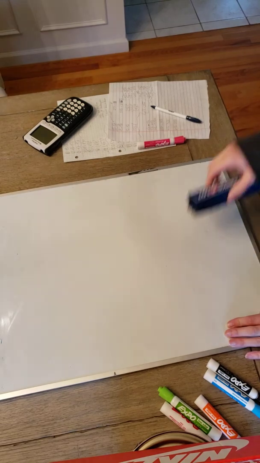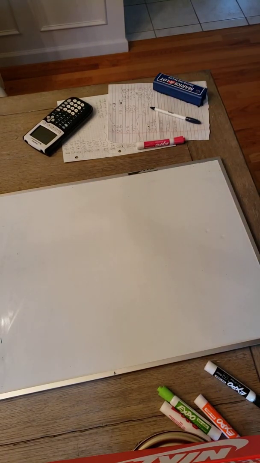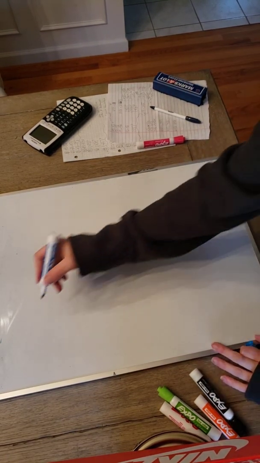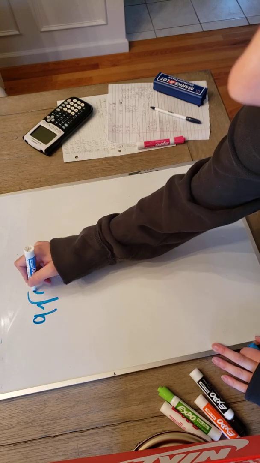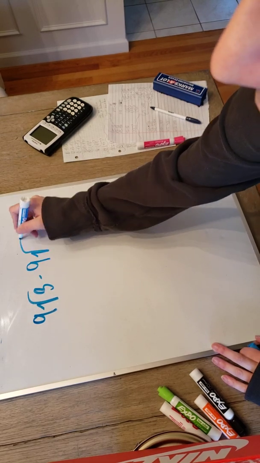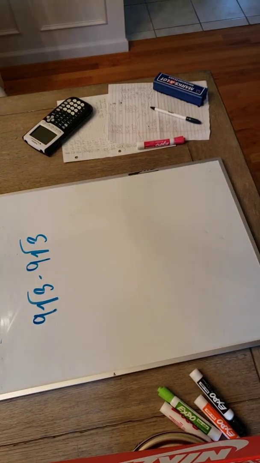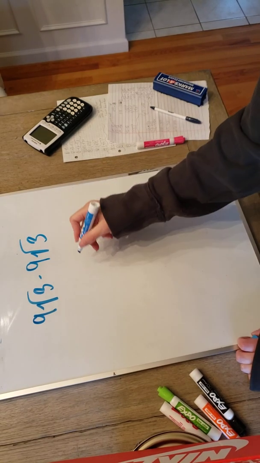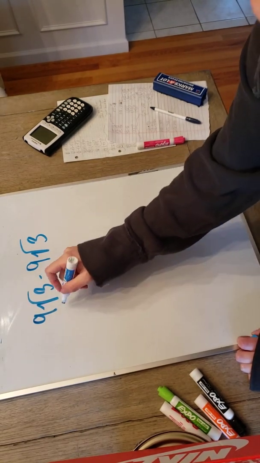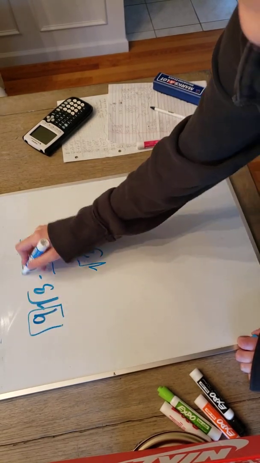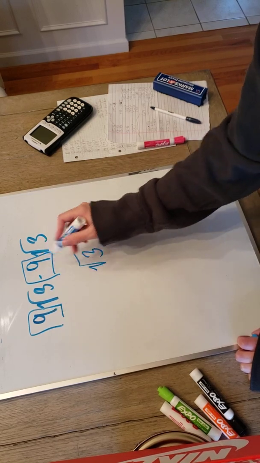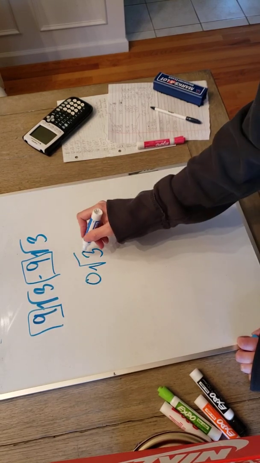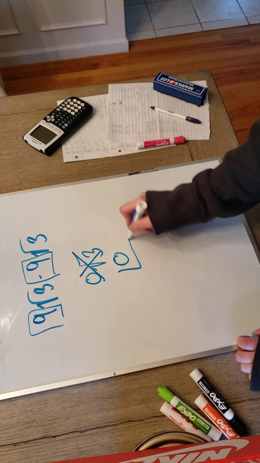And last but not least, what if we had 9 root 3 minus 9 root 3? Automatically with this one, you should have said to yourself, the numbers under the radical are the same, so I can drop down my radical, deal with my numbers on the outside. 9 minus 9 is 0. Anything times 0 is 0.